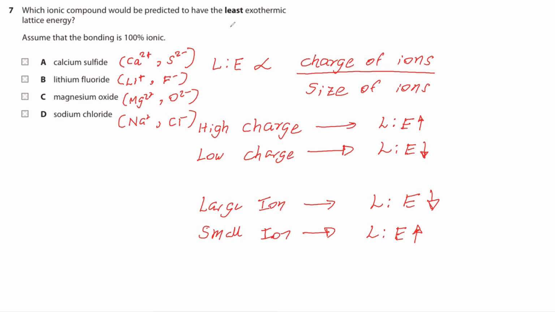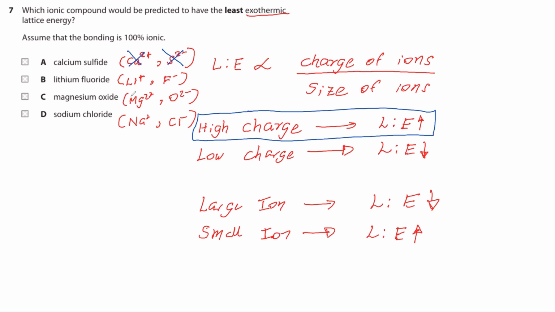They're asking least lattice energy. Always lattice energy values are exothermic, so therefore asking least lattice energy. Obviously, we know that charge is high. We learn from here, the greater the charge, the greater the lattice energy. So I have to remove all the answers with greater charge ions. Calcium 2 plus S2 minus ions, Mg2 plus O2 minus ion. I just removed them. So I am left with answer B and D.